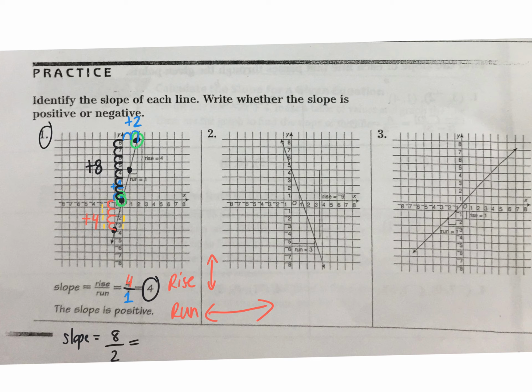What's 8 divided by 2? Did you get a different slope? No. I had to jump to the right 1, 2 to get to that point. I had to go over 2. I'm going from this point to this point. I had to go up 8 and over 2. Okay? So where are we?